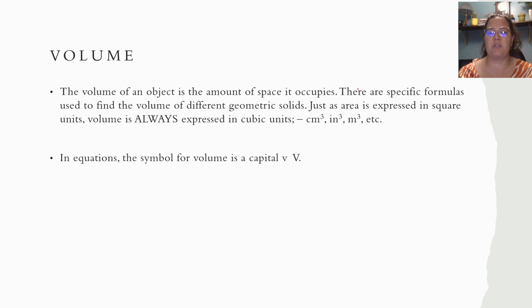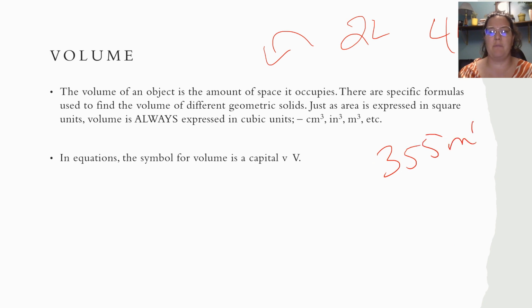The volume of an object is the amount of space it occupies. We often measure volume to see how much we can put into a container. So our milk jugs will be 2 liters, or they might be 4 liters. We'll have pop cans that are 355 milliliters, and this is the volume that they hold. And that would be liquid volume, but we're talking about volume space.